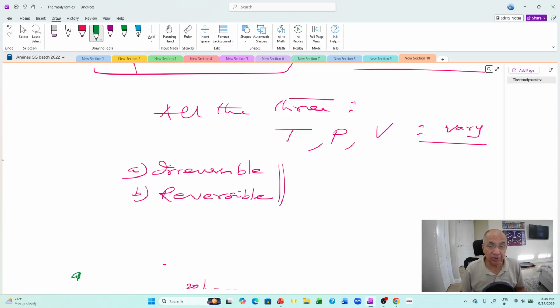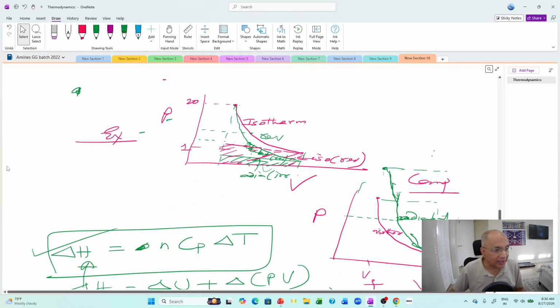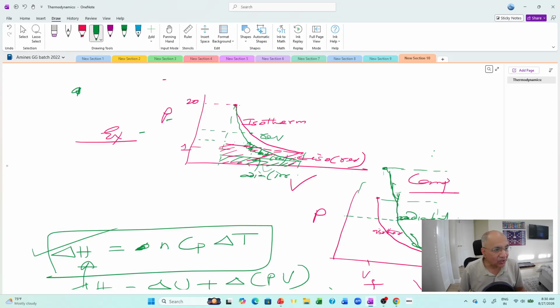It can also be carried out irreversibly and reversibly. In that case, now see the difference. Isotherm is here. The adiabat runs below the isotherm. You can draw it, see, below. This is adiabat. This is isotherm, reversible. This is adiabatic, reversible.